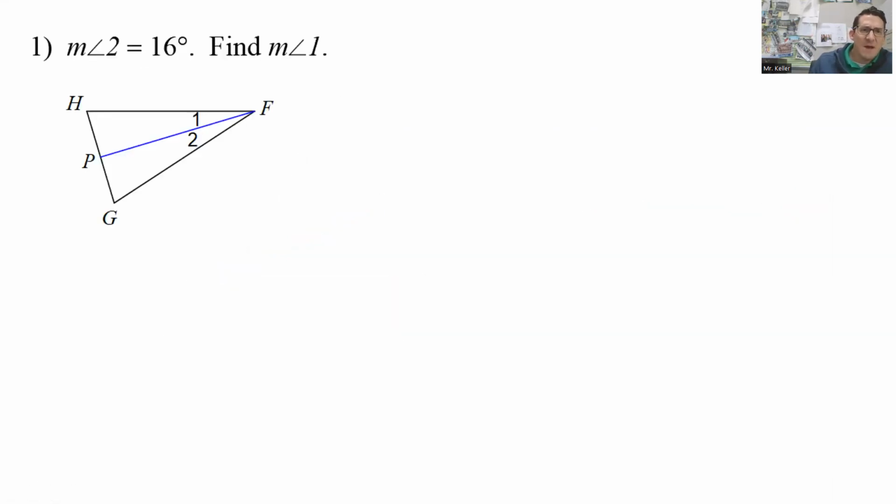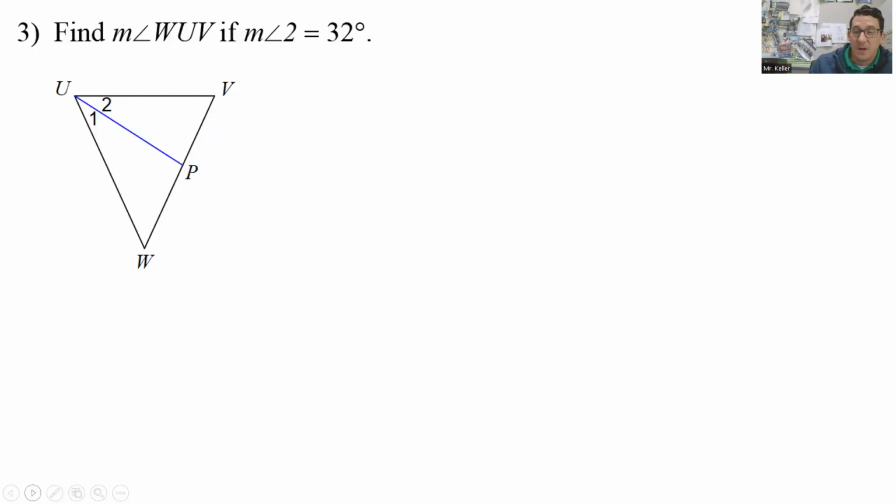So here we have measure of angle 2 is 16 degrees. Find measure of angle 1. So the blue line is the bisector. Angle 2 is this one in here. That's 16 degrees. So angle 1 is also 16. Those angles are equal. That's simple. All right. Let's see if we get a little bit harder here.